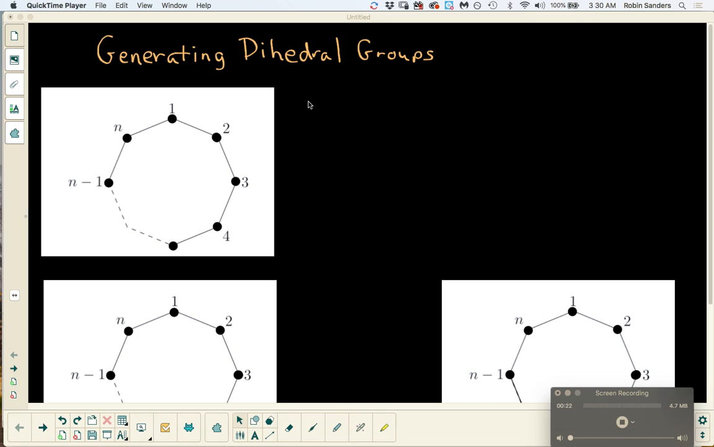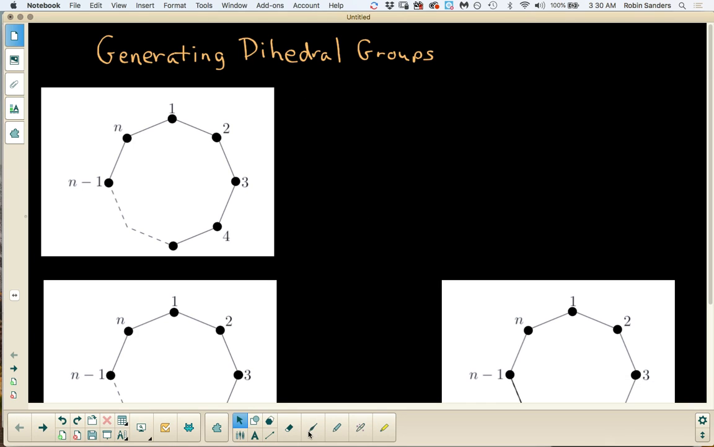First of all, we want our primary rotation to be the rotation that sends 1 there, 2 here, 3 here, 4 here, 5 here. This would be 6. And this would be where n goes.